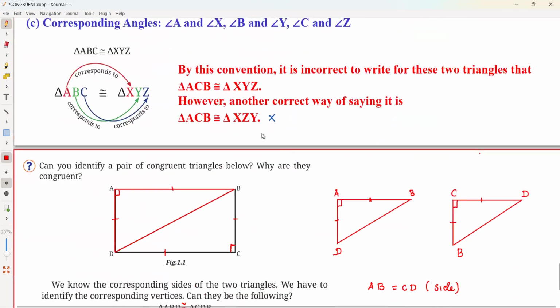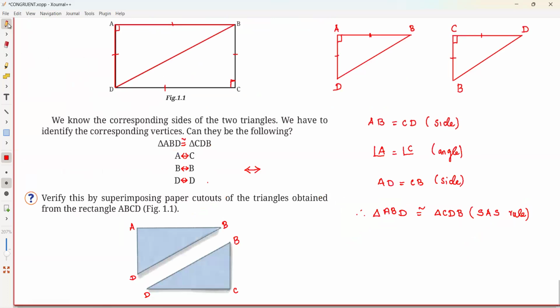Congruence means the corresponding angles and sides must be equal. Angle A and X should be equal, B and Y should be equal, C and Z should be equal. This is all we have learned in the first class.